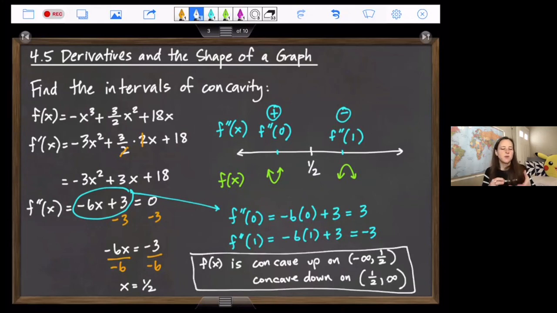And again, we're always going to write those as open intervals with parentheses. Precisely at x equals 1/2, this function is neither concave up nor concave down. It's kind of in the process of switching between the two. So since we changed concavity at that point, x equals 1/2, we're going to say that we have an inflection point at x equals 1/2.